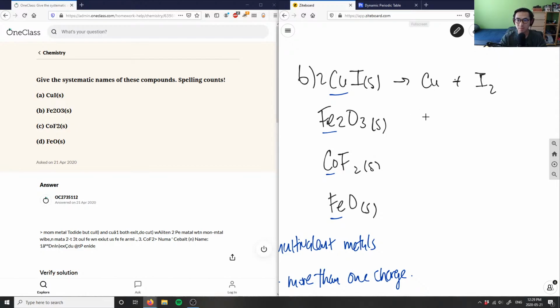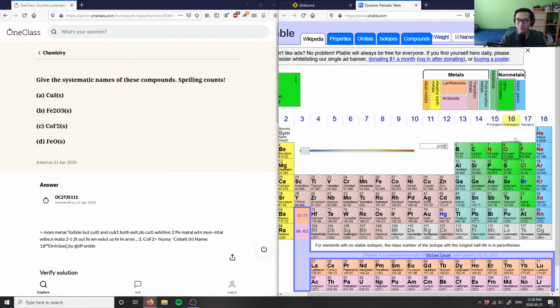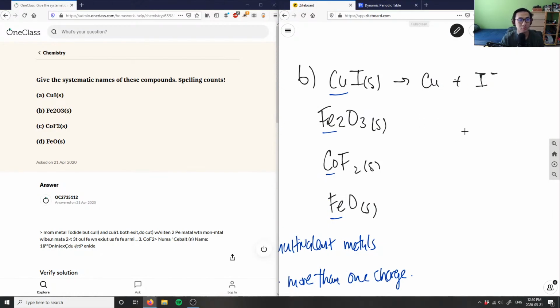So in this case, I care mostly about the charge. This here is an I- charge, because I know iodine is in group 17, where fluorine, chlorine, bromine, and iodine exist. So I know there are going to be 7 valence electrons. So I have a charge of 1- here. And I have to figure out, how do I balance out this 1- charge on copper? Well, I need a 1+ charge, because 1 plus -1 is going to give me 0. So therefore, copper in this case will have a 1+ charge.